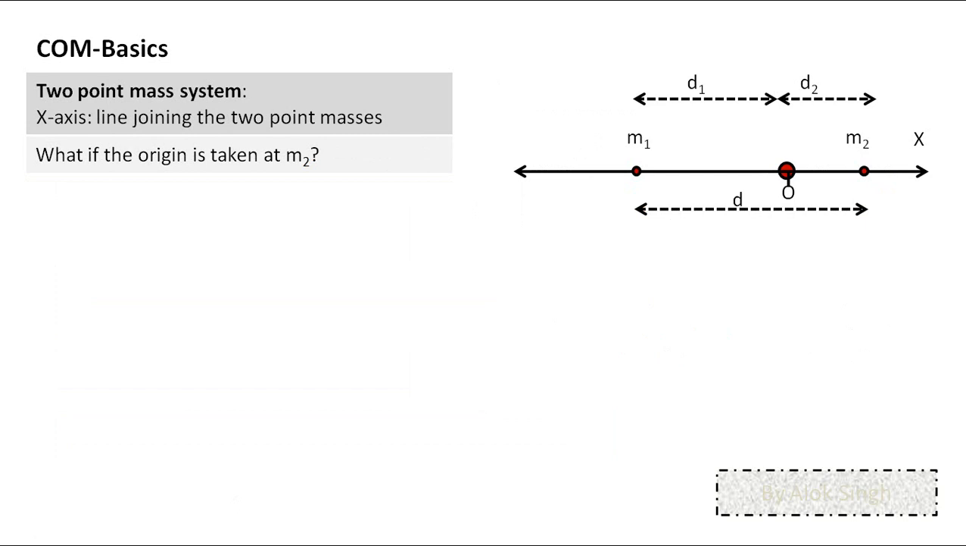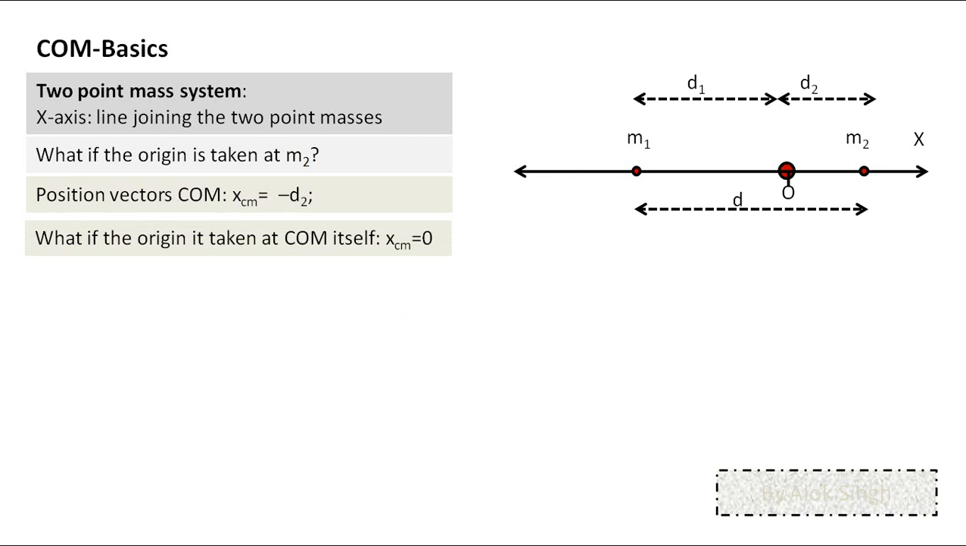Let's try and understand the effect of choice of origin. So here in this case, what will happen if we take the origin at m2? Earlier we started here, in one case we are taking it here. What happens if we take the origin here at m2? What will be the position of center of mass? First of all, the distance is d2 and this is on the negative side, so the position of center of mass will be equal to minus d2. The actual position remains the same, but with reference to this point it will be minus d2.